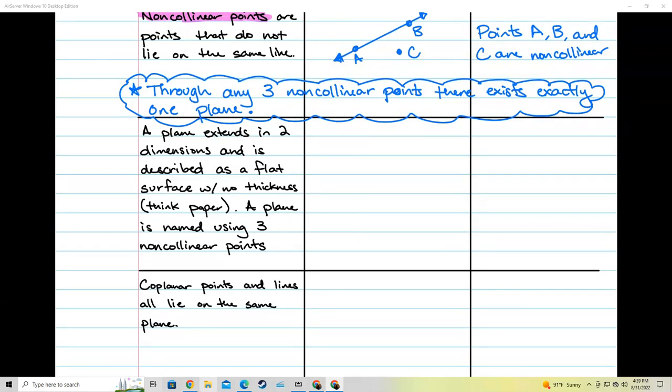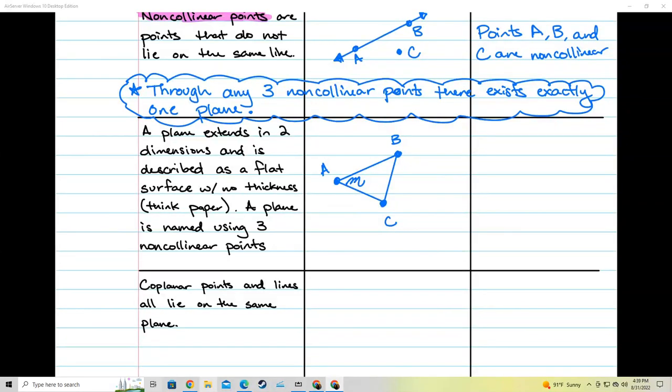So we're going to go ahead and draw 3 points that are not collinear. That means they are not on the same line. I'm going to call this point A, point B, and point C. I'm going to go ahead and connect these 3 points. And just like last time, this starts making a plane. We're also going to include this cursive letter M.